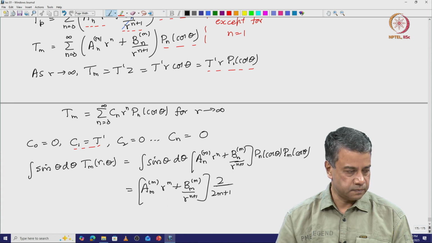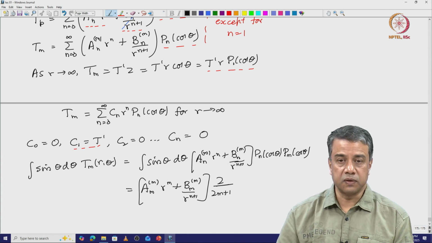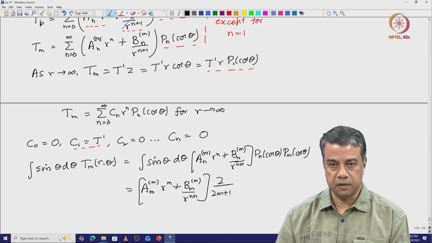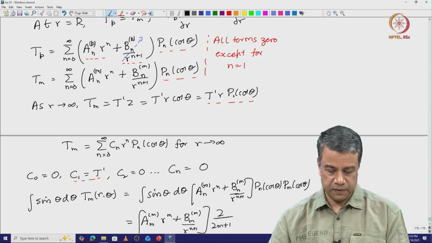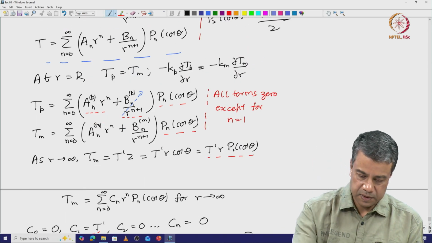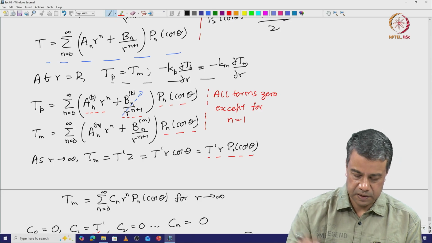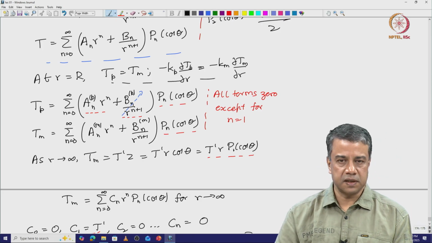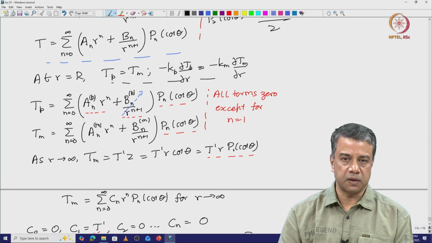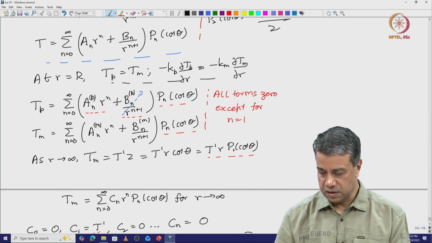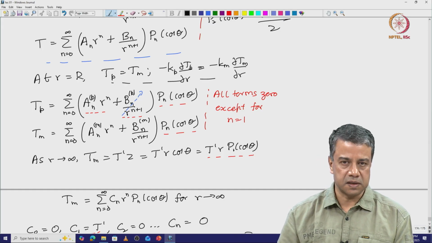And so, I have to do the same thing for these equations, the temperature in the particle and the temperature in the matrix. I will continue this in the next lecture to show you what you get when you do these orthogonality relations. So, I will continue this in the next class.